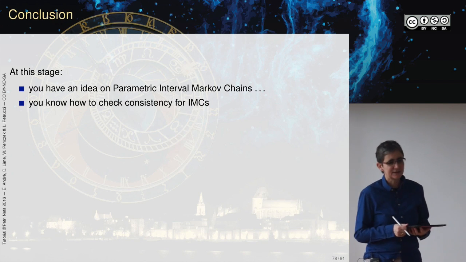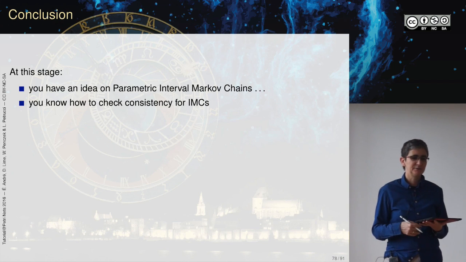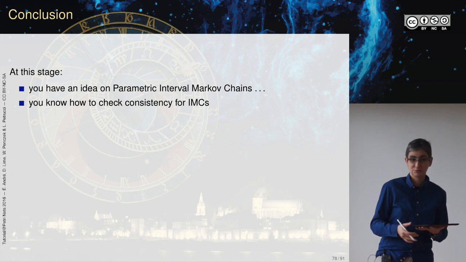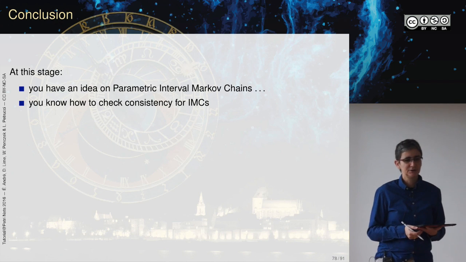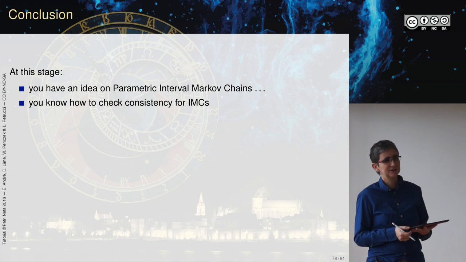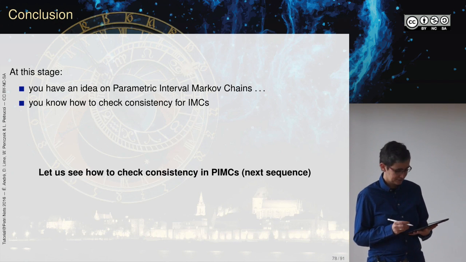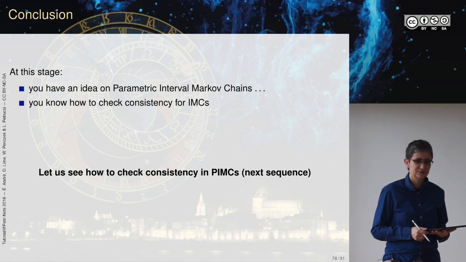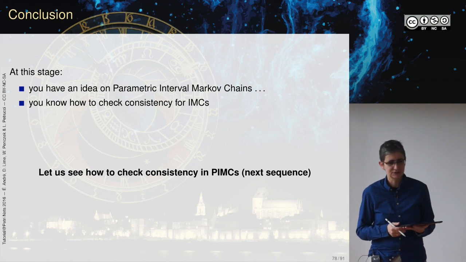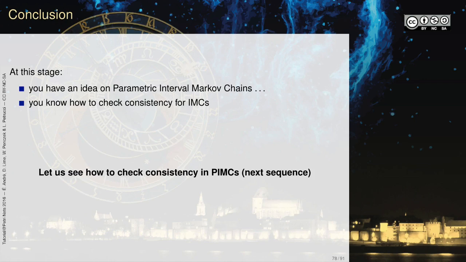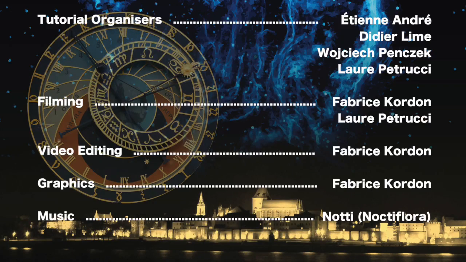Okay, so at this stage you've seen the parametric interval Markov chain model, and you know how to check consistency for interval Markov chains. So what we'll do in the next sequence is check consistency for parametric interval Markov chains.